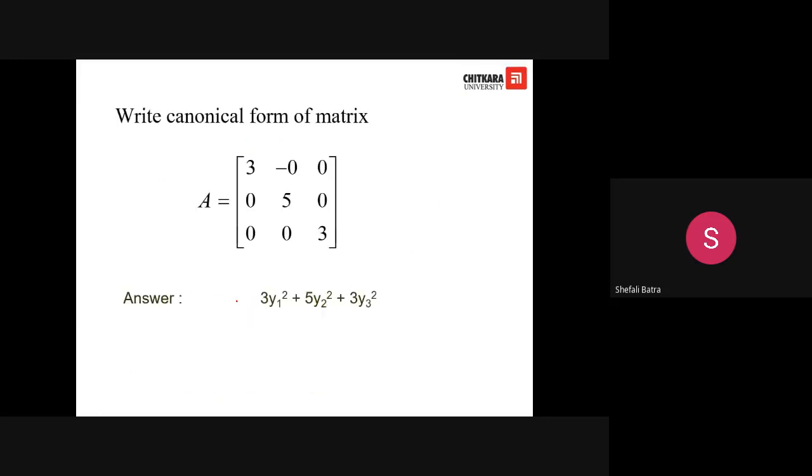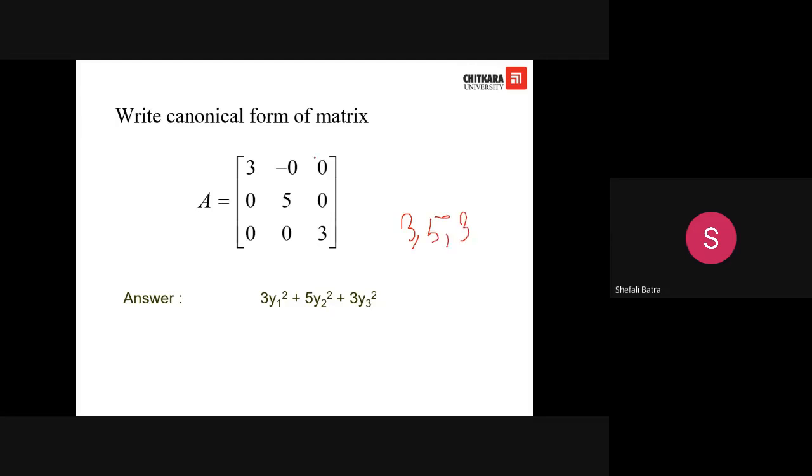Right? Now, for example, write the canonical form of this matrix. The matrix has already been made from the quadratic form and given to you. Now your task is to find the eigenvalues. Because what type of matrix is this? Upper triangular matrix. Whether upper triangular, lower triangular, or diagonal matrices, in all three cases, diagonal entries would be your eigenvalues. So the eigenvalues of this matrix are 3, 5, and 3.